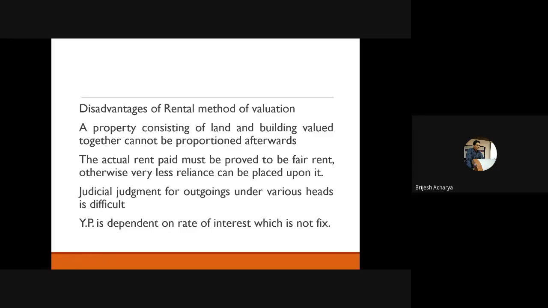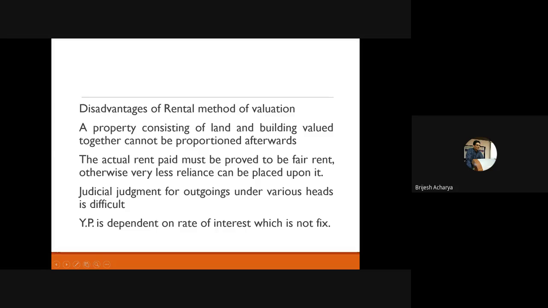What are the disadvantages of the rental method of valuation? A property consisting of land and building valued together cannot be proportioned afterwards. So when the rental method of valuation is used, you will get the value of land and building together. You cannot separate out the value of land and the value of building separately in the case of the rental method of valuation.